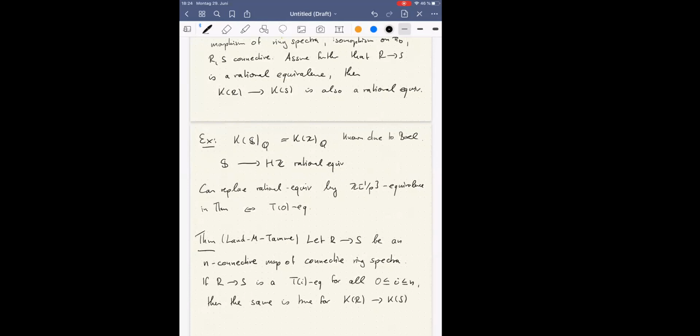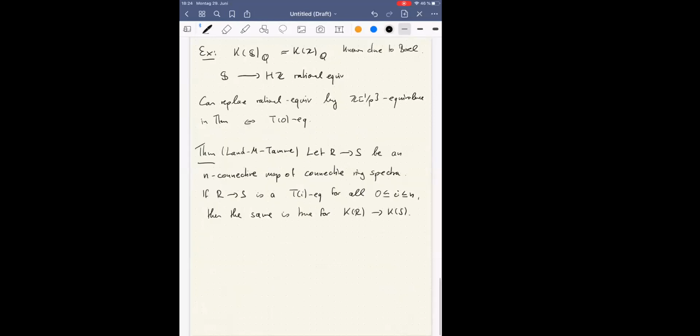And here, the spectra S is n connective. The equivalent homotopy group is equal to n. Okay.